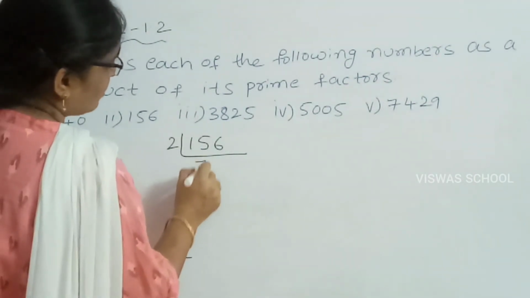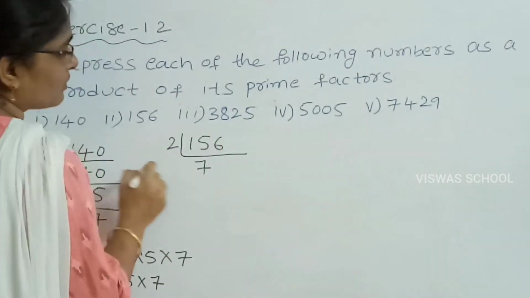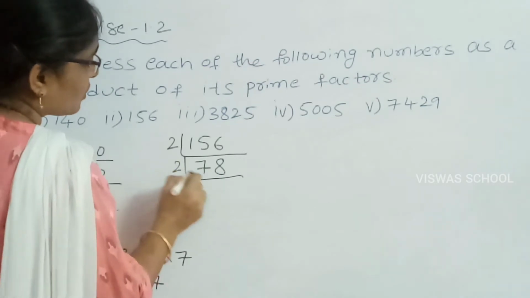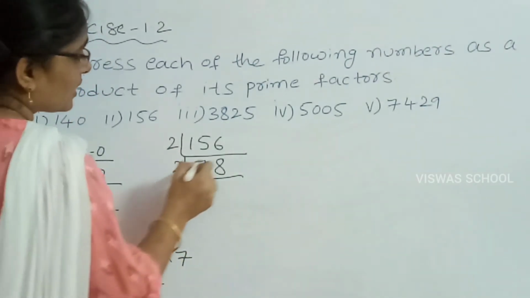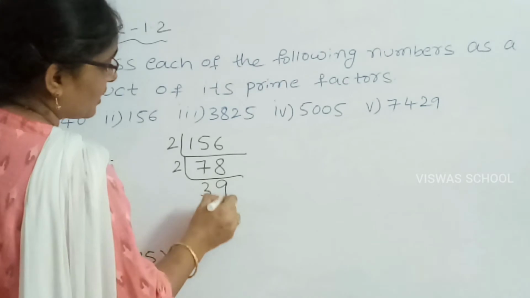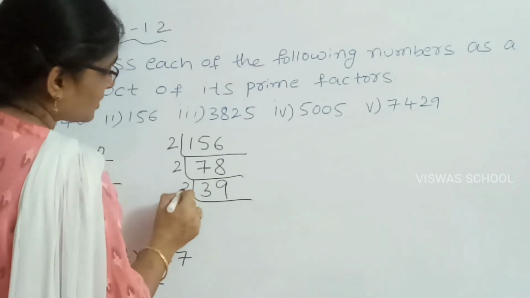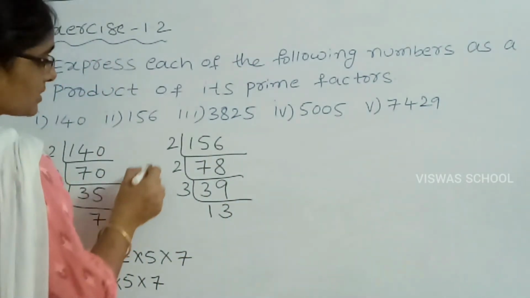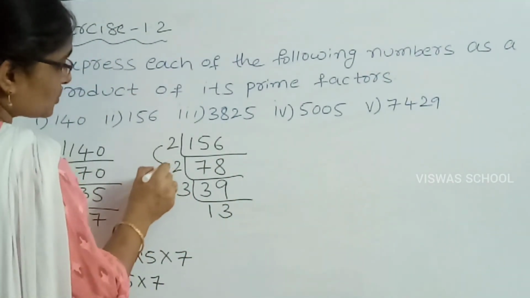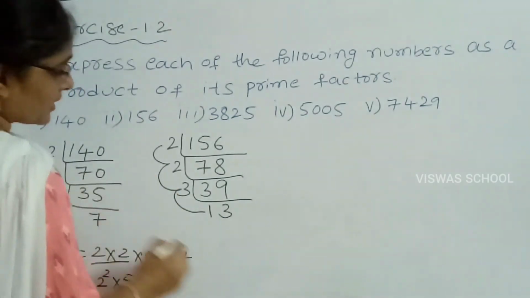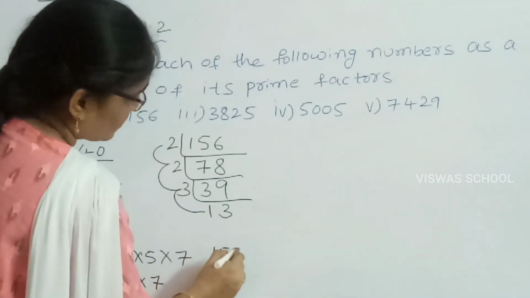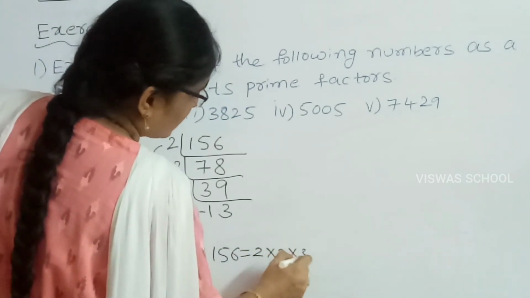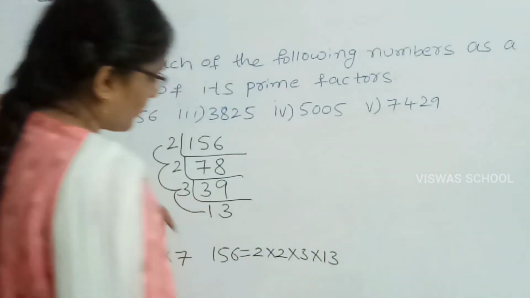2 7s are 14. Remaining is here 1. 2 8s are 16. And next, 2 3s are 6. Remaining is 1 here. 2 9s are 18. And next with 3. 3 1s are 3 and 3 3s are 9. That is here 2 into 2 into 3 into 13. That is, 156 is equal to 2 into 2 into 3 into 13.